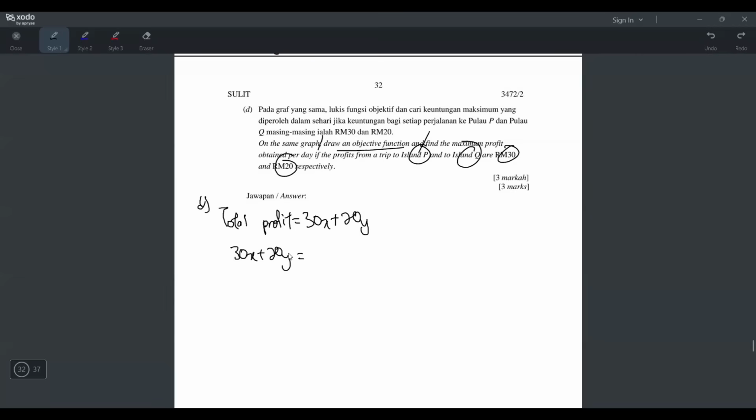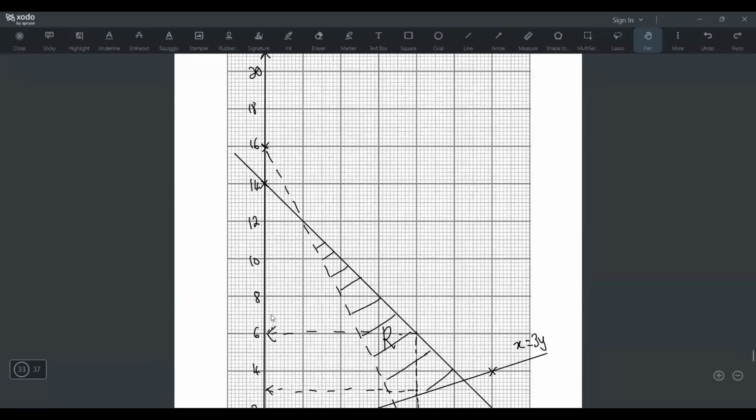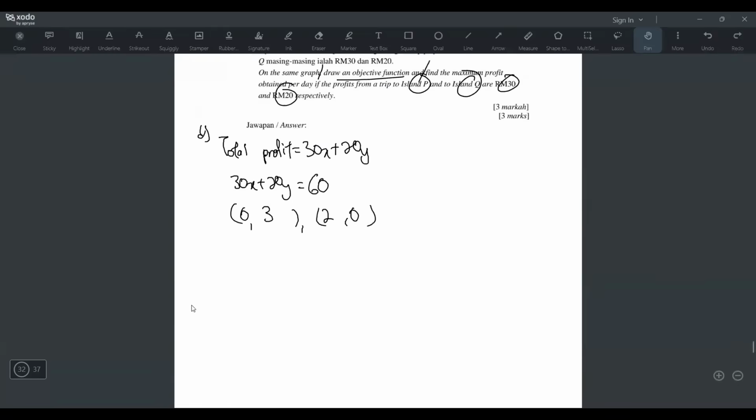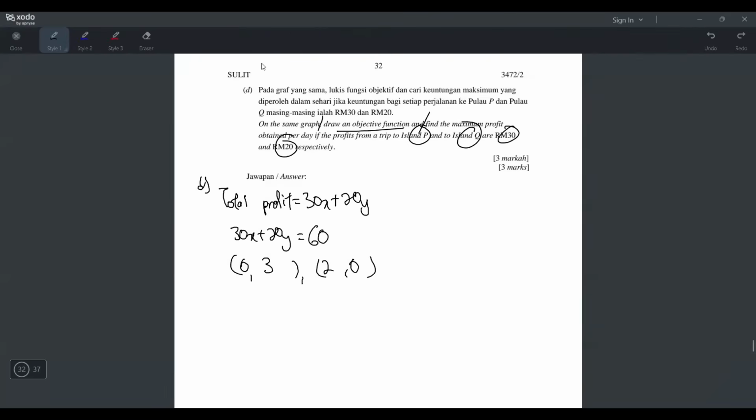Lowest common multiple means gandaan sepunya terkecil, meaning you choose a number that can be divided by 30 and by 20, right? So what number would you choose? Okay, 3 and 2, the common multiple is 60, right? 60 can divide 30 and 20. Now you can find points. When you substitute x equals 0, your y will be 60 divided by 20, which is 3. When you substitute y equals 0, your x will be 60 divided by 30, which is 2. So you can plot (0, 3) and (2, 0). Later I will plot these two points and draw the line, and then slide this line until I reach the maximum, because they want the maximum, right?